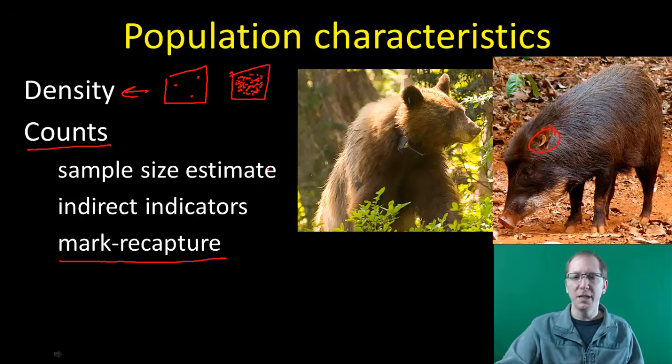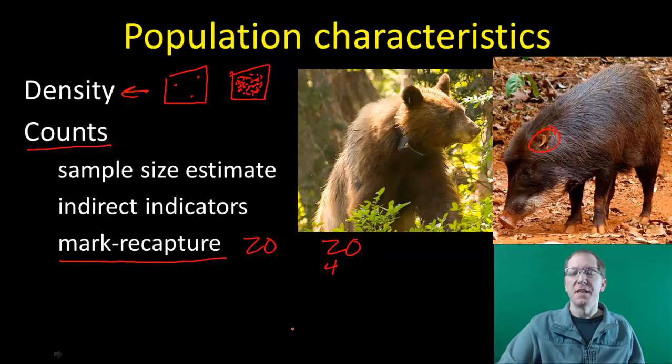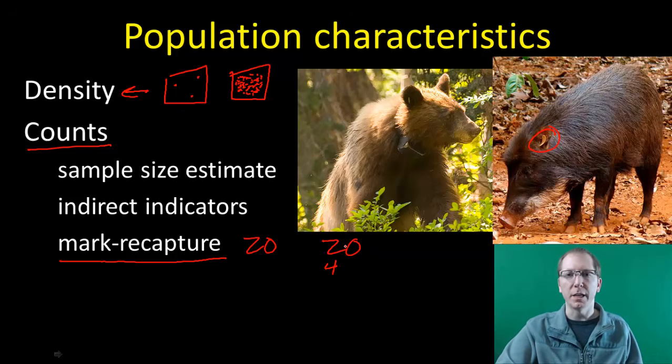So if I catch 20 individuals and tag them, then I re-catch 20 individuals and 4 of them are tagged. Then I can say, well, all right, the individuals I tagged represent about 20% of the population. 4 is about 20% of 20. And so I could take the individuals that I captured and multiply that by 5, because it's 20%, that's a fifth.